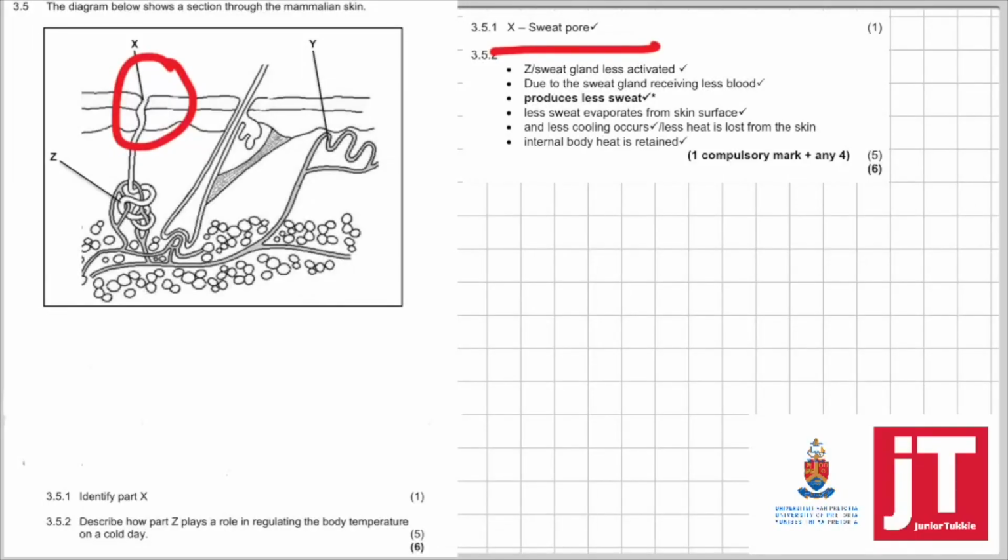Now, Z is the sweat gland. So they ask you how Z plays a role. So how does the sweat gland play a role in regulating the body temperature on a cold day? So on a cold day, the sweat gland will be less activated. Why? Because the sweat gland will receive less blood, will produce less sweat, which you can see is a compulsory mark. Less sweat evaporates from the skin surface, less cooling of the body, and more heat is retained.